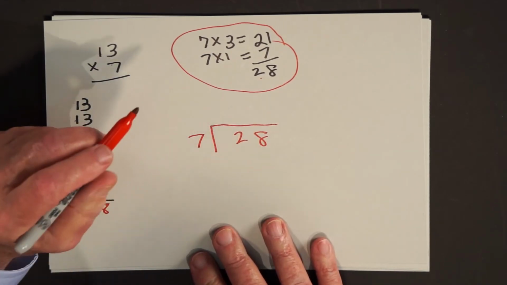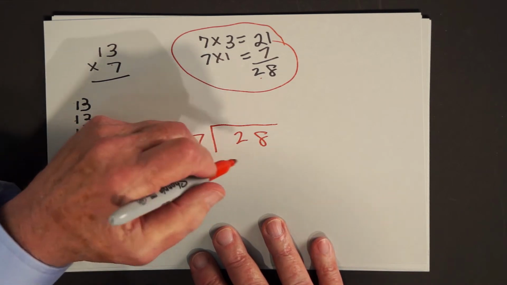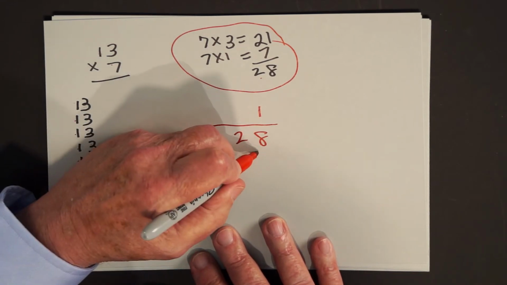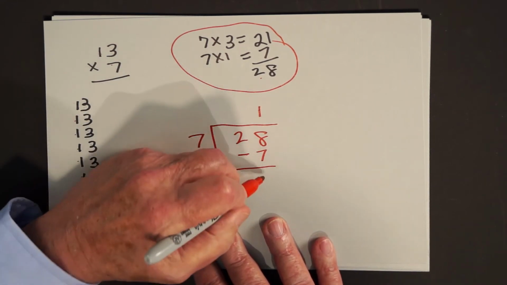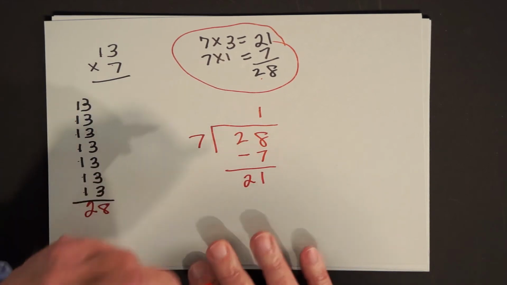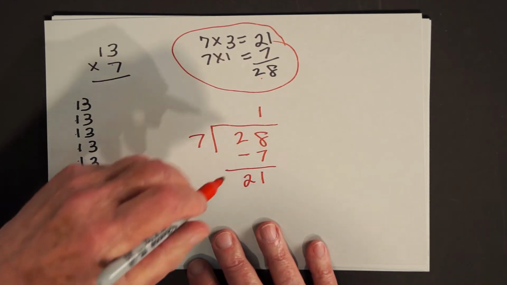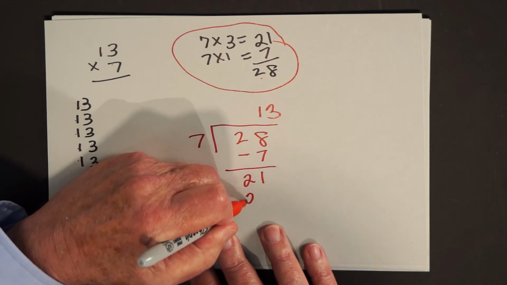He says, look, 7 doesn't go into 2, so we'll try 7 goes into 28. Well, 7 goes into 28 once. 7 times 1 is 7. We subtract the 7 from the 28. We get 21. 7 goes into 21 3 times. Take your $28 and don't bother me anymore.